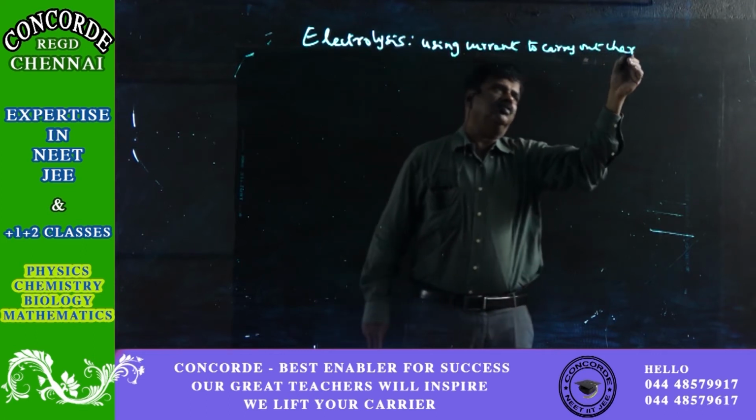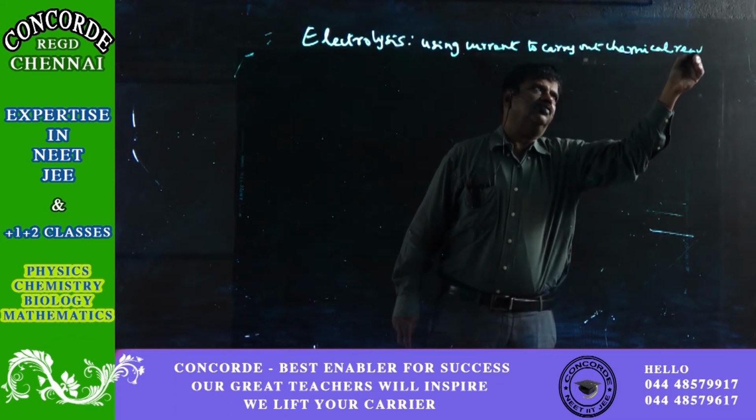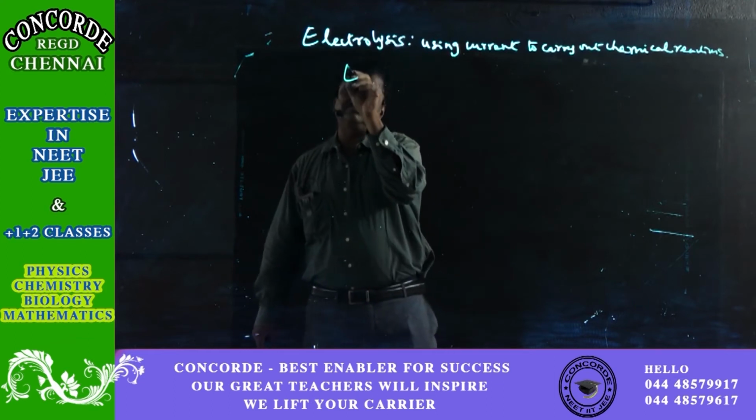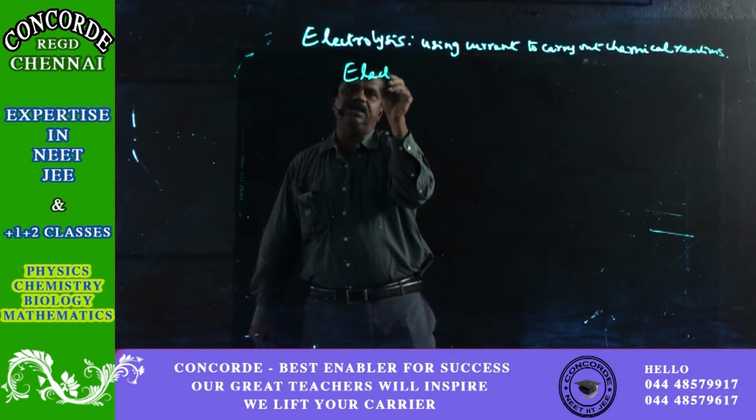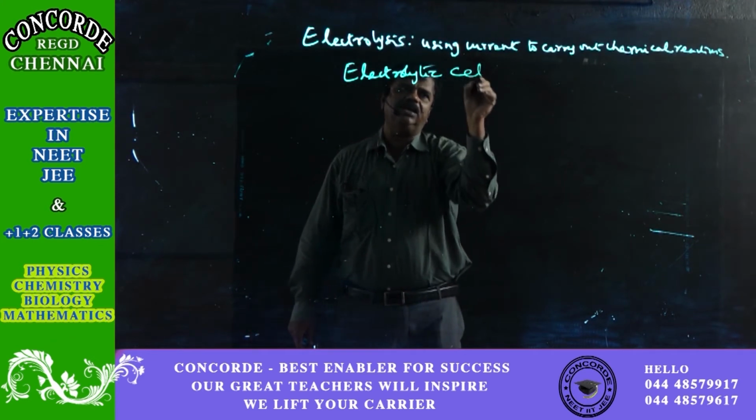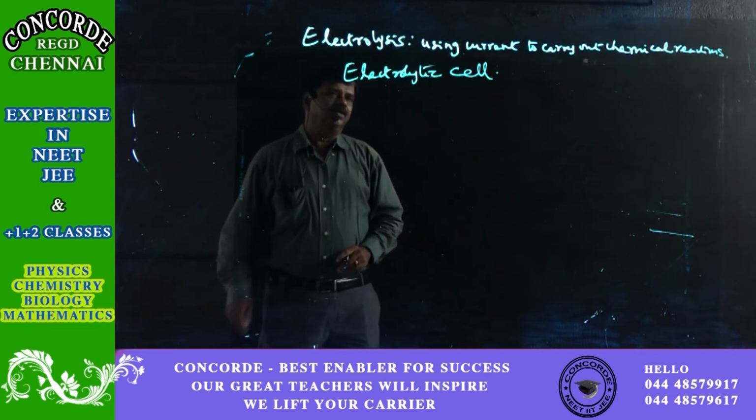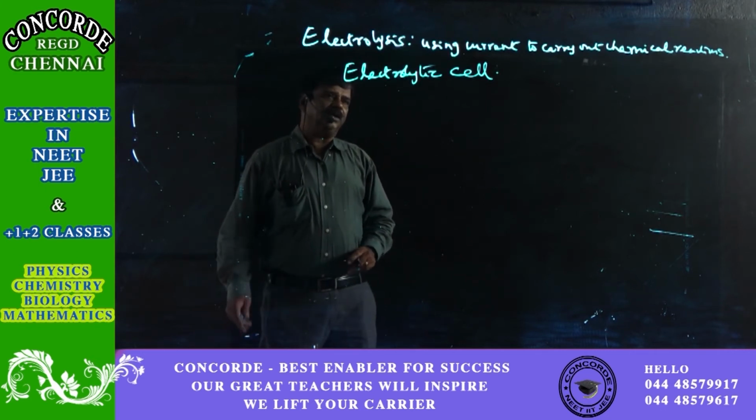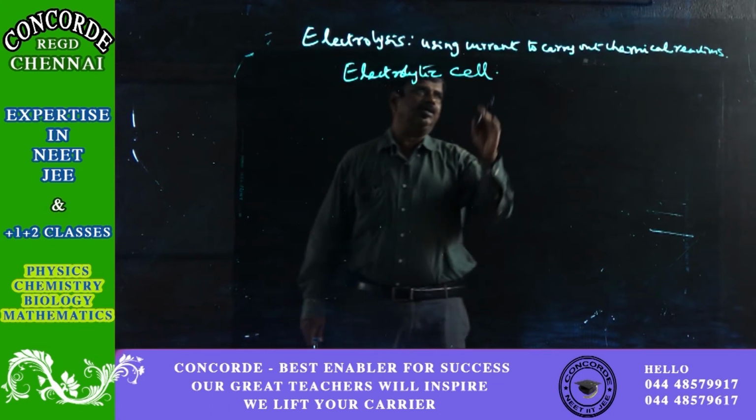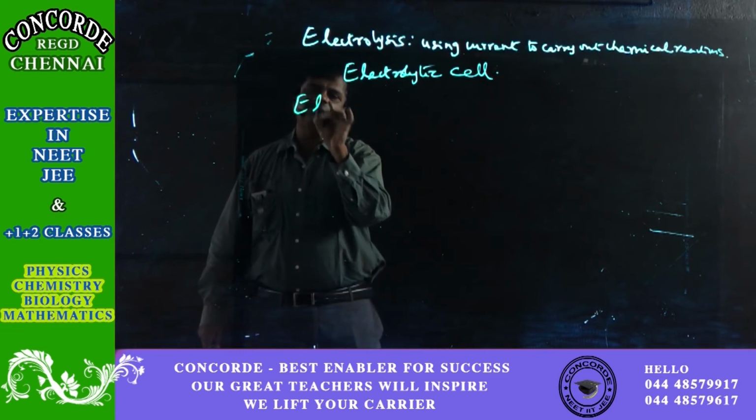In electrolysis, the place where the electrolysis takes place is called the electrolytic cell. You would have typically studied the electrolytic cell with one anode, cathode, electrolyte, and sending current.